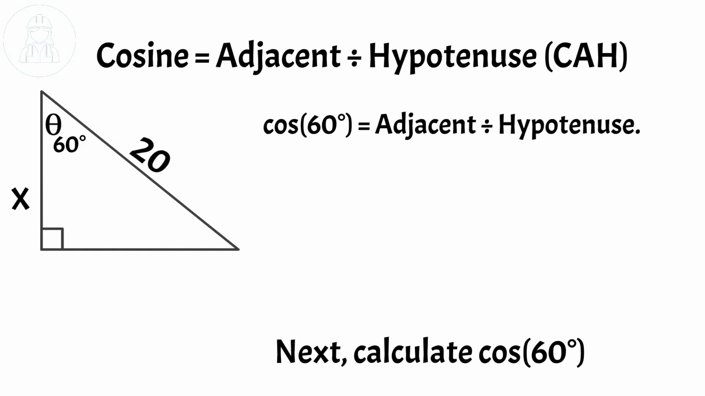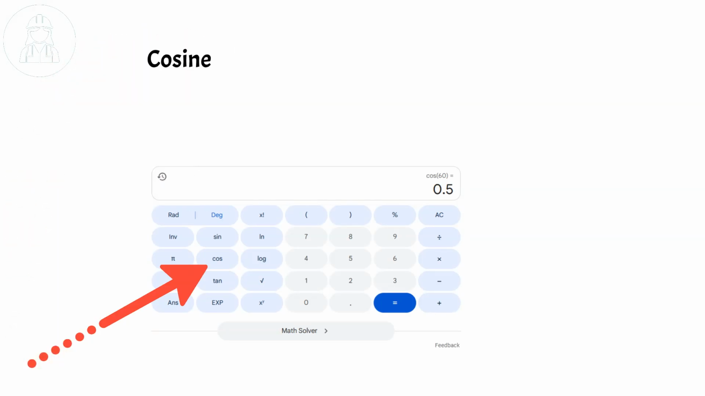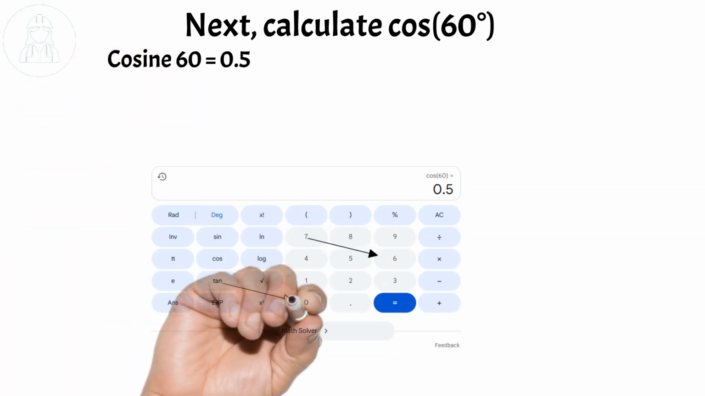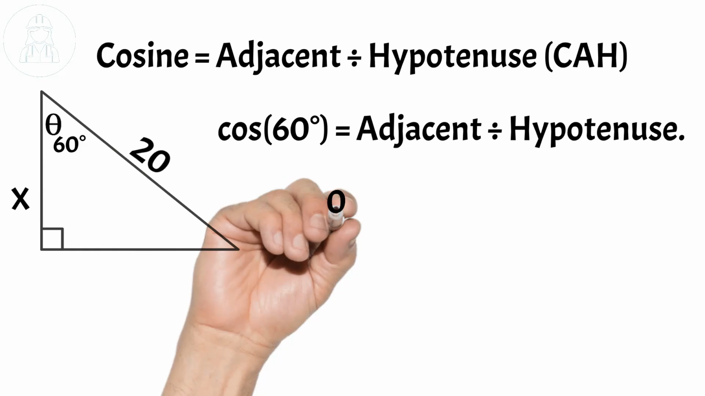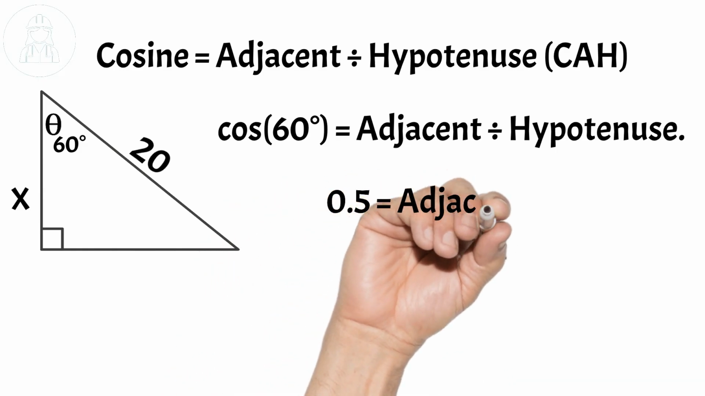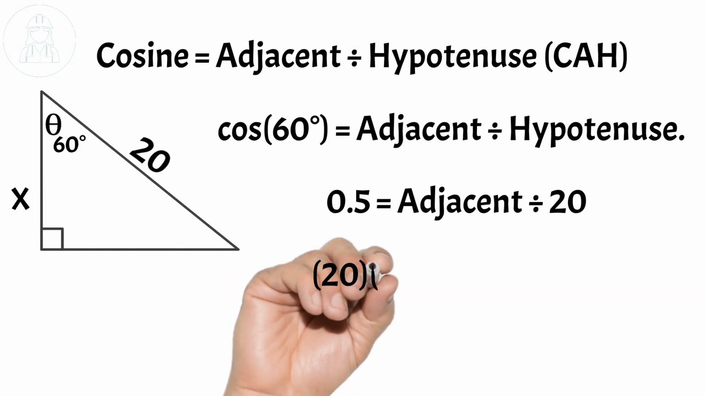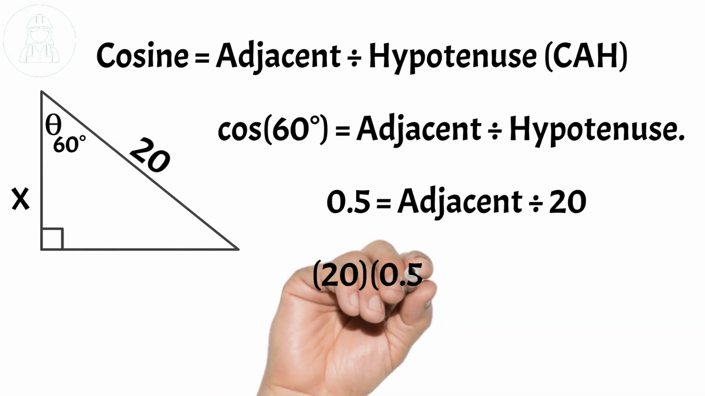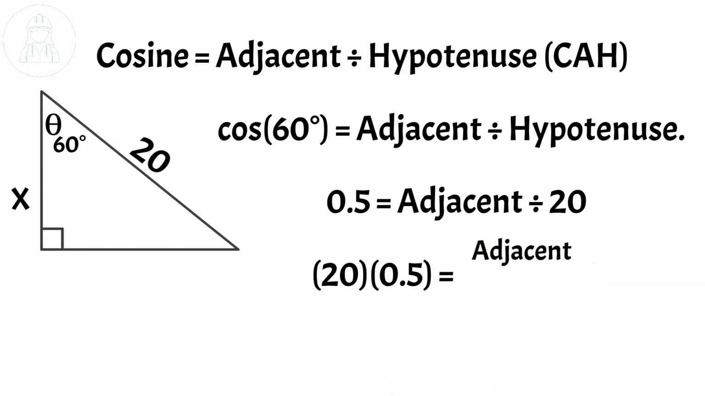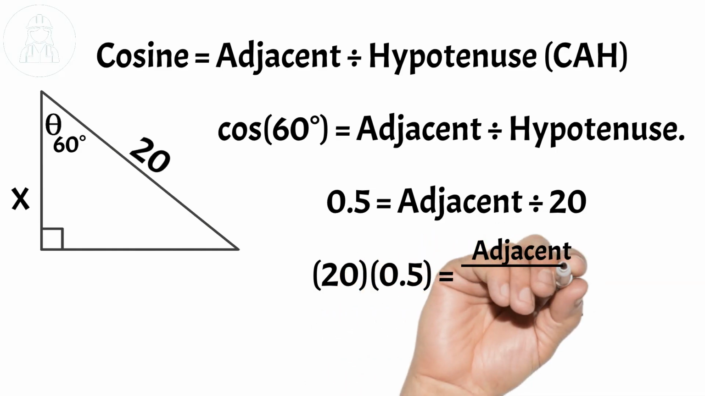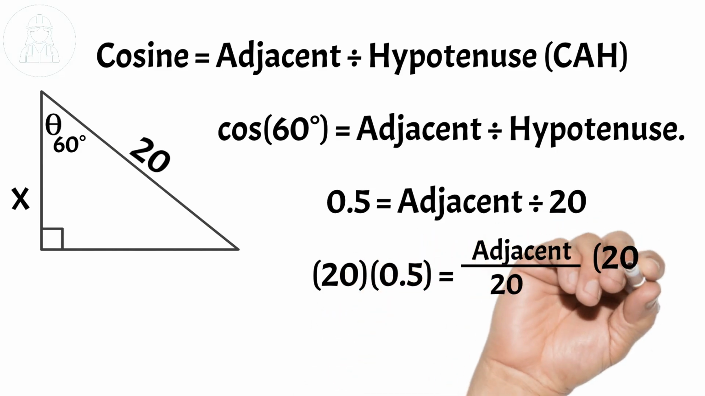Next, calculate cosine of 60 degrees on your calculator. Cosine 60 equals 0.5. So now we have 0.5 equals adjacent divided by 20. Our unknown is the adjacent side. Since it's being divided by 20, we do the opposite operation and multiply both sides by 20.